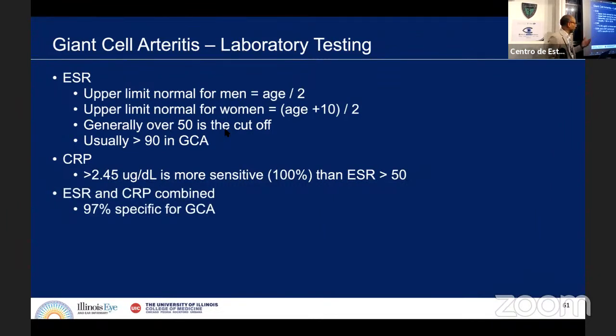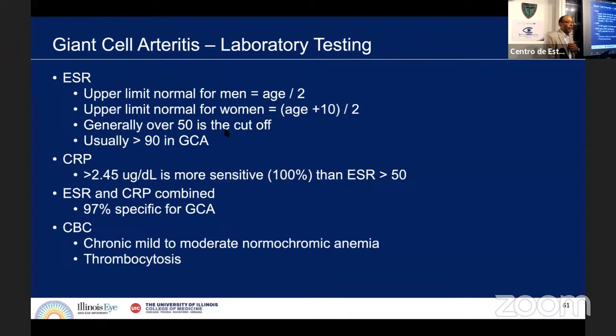Combine these, and that really increases your specificity for giant cell. And many giant cell patients have evidence of anemia of chronic disease. So always check a CBC as well as the platelet level. Those platelet levels can go up. So ESR, CRP, CBC are the blood tests for this.